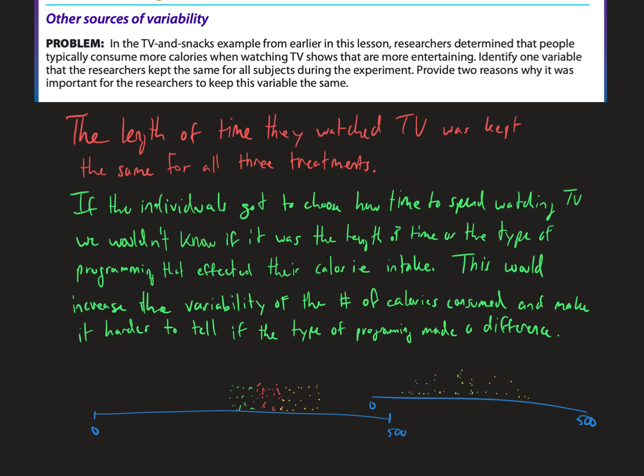So as the variability increases, as the dots spread out, it makes the differences between the different treatments less clear. So we want to try to reduce that variability.